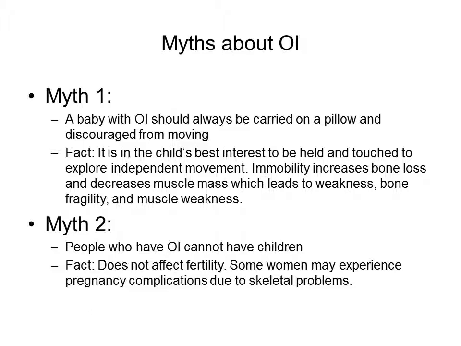People who have OI cannot have children. That's false. OI does not affect fertility. But again, some women may experience some severe pregnancy complications due to skeletal issues, meaning if the baby kicks them in the spine or the ribs or their hip, something like that, they could have multiple fractures. Those fractures could rupture the membrane. It could protrude into a lung. I mean, there could be some serious complications.